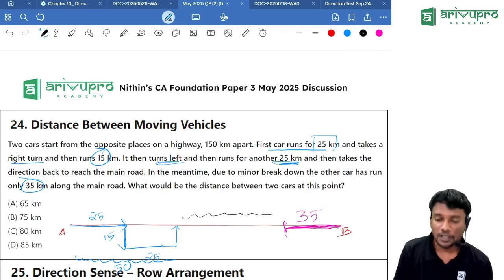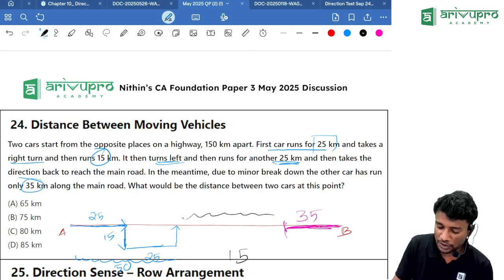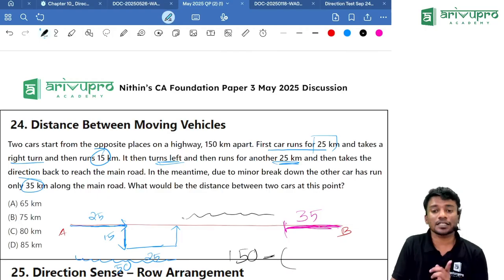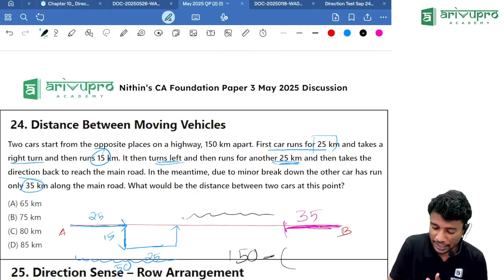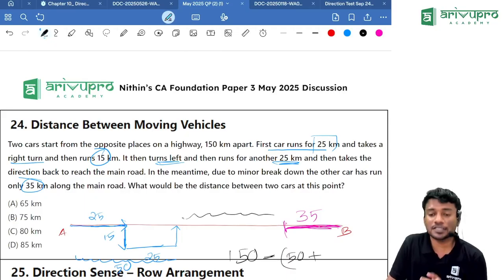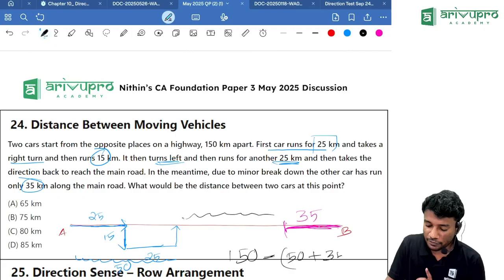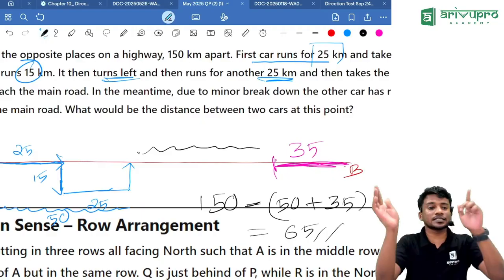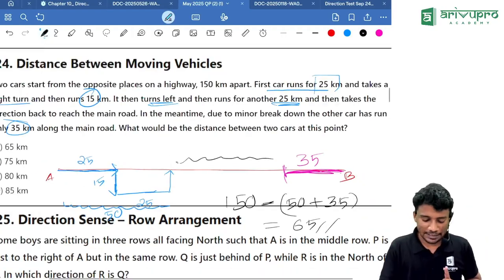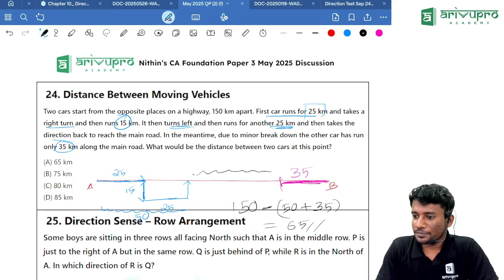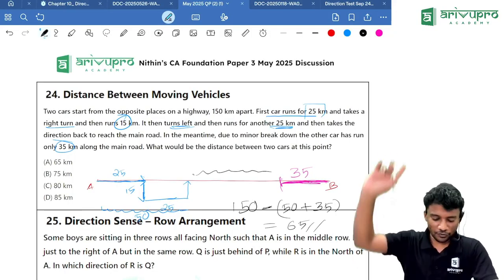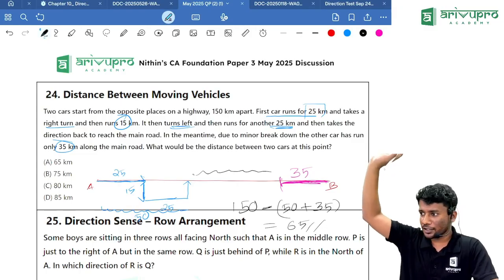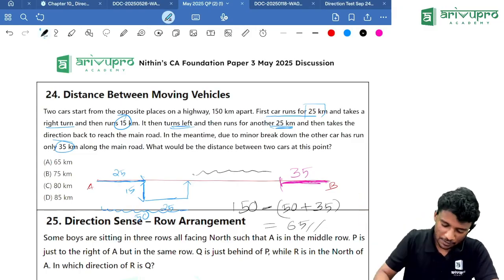Now the question is, what is the distance between them? We know that 150 is the total distance, minus the distance traveled by A. How much is the distance traveled by A? 50. Then how much is the distance traveled by B? That is 35. The answer is 65. So the distance between both the cars is 65. Clear? Understood? Anyone having doubt? Please raise your hand if you have a doubt. No doubts, right? Can we do the next one?